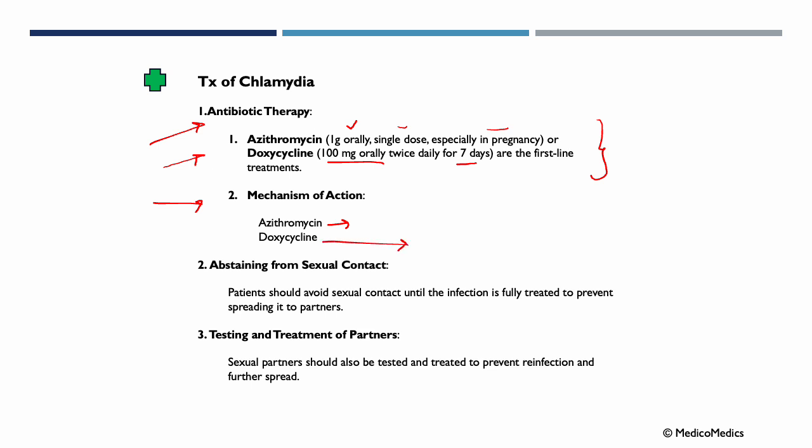Doxycycline is a tetracycline, so it belongs to a different class of antibiotics that targets the 30S ribosomal subunit, also halting the bacterial protein synthesis. Now we mentioned that azithromycin is especially used in pregnancy. And the reason for that is because of its safety profile. So it's safe to use during pregnancy because we haven't identified any teratogenic effects, unlike doxycycline, which can actually cause fetal bone and teeth discoloration.